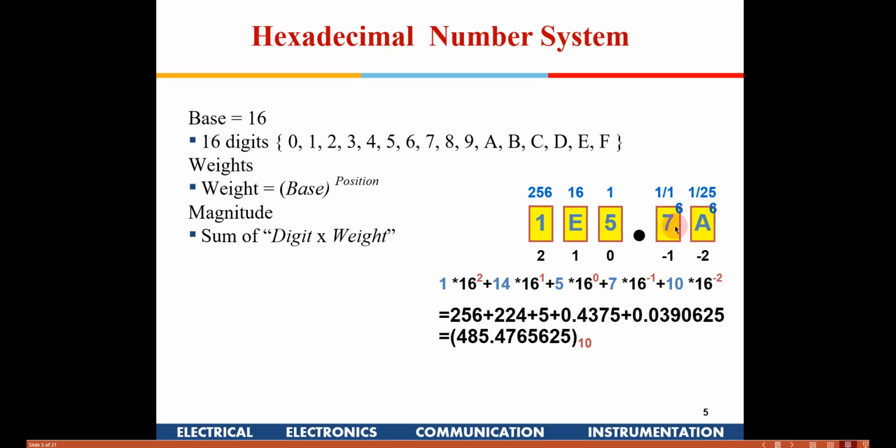Similarly, after the decimal point, the first digit is 7, so I write 7 divided by 16. The second one is A, which stands for 10, and it is in the second position right of the decimal point, so I write 10 divided by 16 squared, or 10 into 16 to the power of -2, so I get this value. This is how I find the equivalent decimal number. So this is known as the hexadecimal number system.